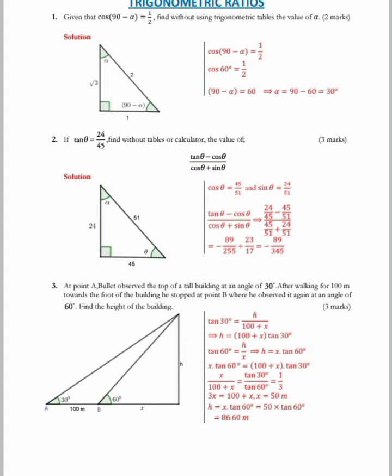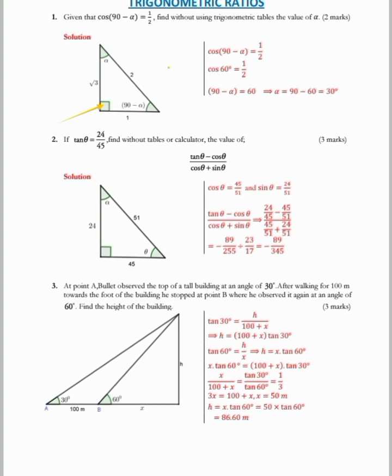Cosine, tangent and sine are normally used with a right-angle triangle. So this is a right-angle triangle because one of the angles is 90 degrees. Cos is equivalent to adjacent over hypotenuse. We use SOHCAHTOA. In this case, the angle that we have been given is 90 minus alpha.